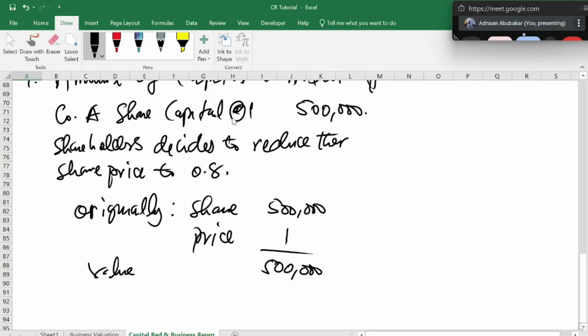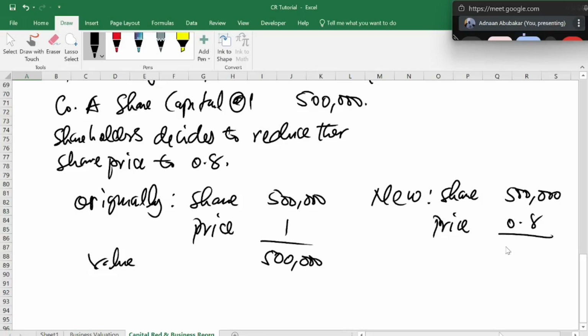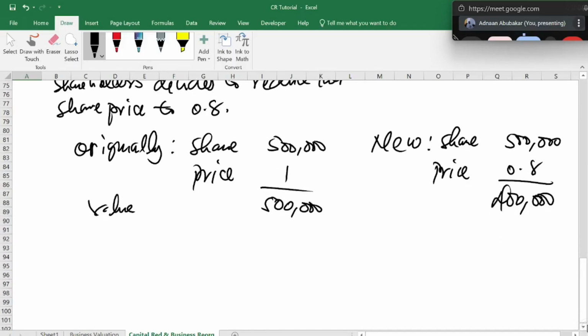So the sacrifice is that we are going to reduce our unit share price of 1 cedi to 80 pesos. Have you seen that they've sacrificed? How much have they sacrificed? 0.2. Thank you very much. So you now realize that their new share value, their number of shares is 500,000 and the share price is now 80 pesos. What do you have? 400,000.